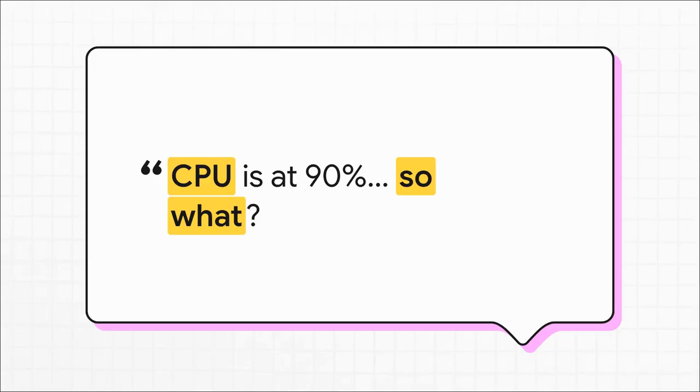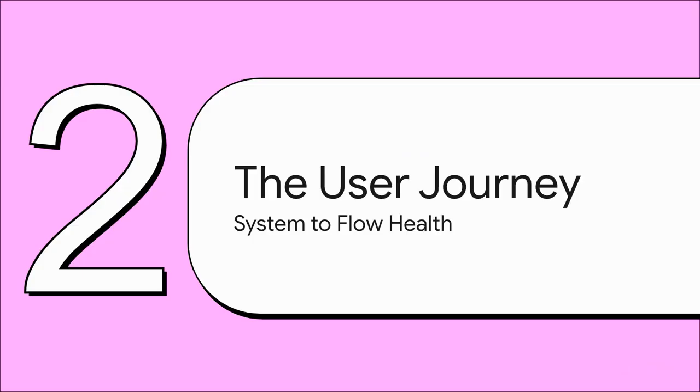Exactly. So what? Seriously, so what? High CPU could mean a critical service is totally failing, or it could just be a perfectly healthy batch job running in the middle of the night. Without that business context, that metric is just noise. It tells you what's happening to a server, but it tells you nothing about why it actually matters to a user.